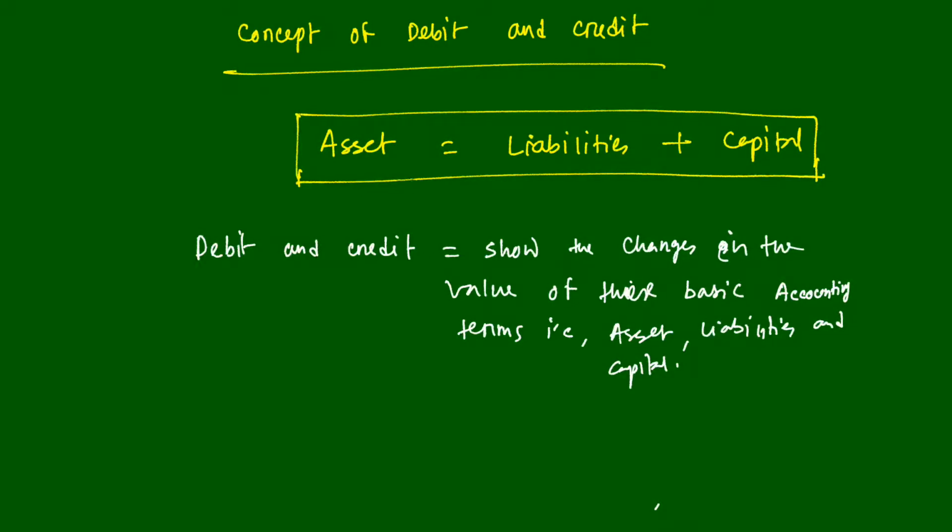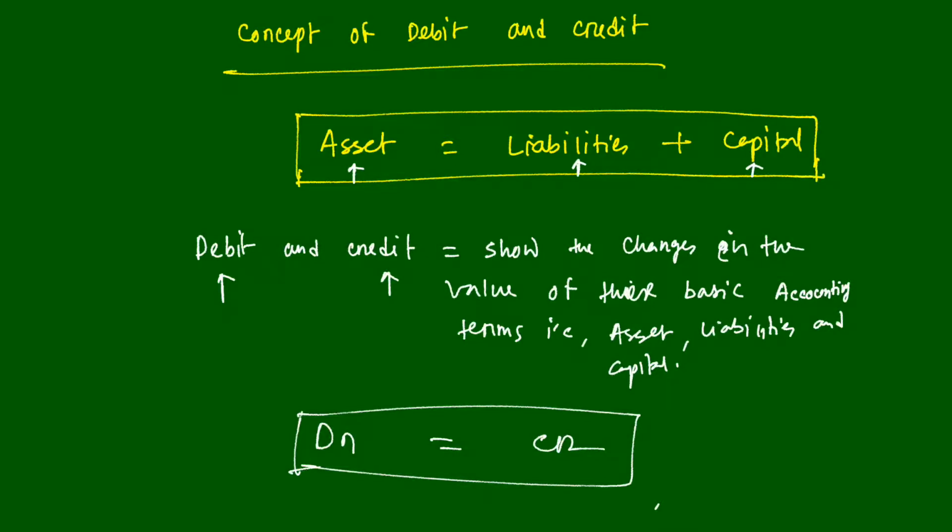So in real sense these two terms, debit and credit, are used to show the profitability and the financial status of the business. As assets are always equal to liabilities plus capital, the total debit and credit of the business is also the same. So we have to write debit is equal to credit, like asset is equal to liabilities plus capital.